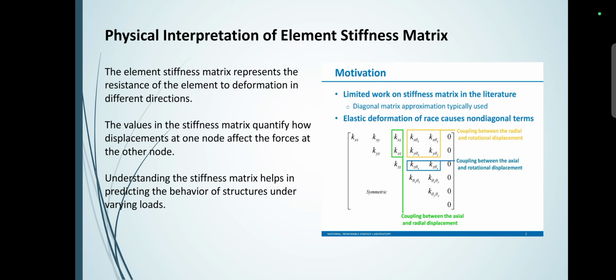The element stiffness matrix represents the resistance of an element to deform in different directions. The values of the stiffness matrix quantify how the displacement at one node affects the force at another node. Understanding the stiffness matrix helps in predicting the behavior of structures under varying loads.